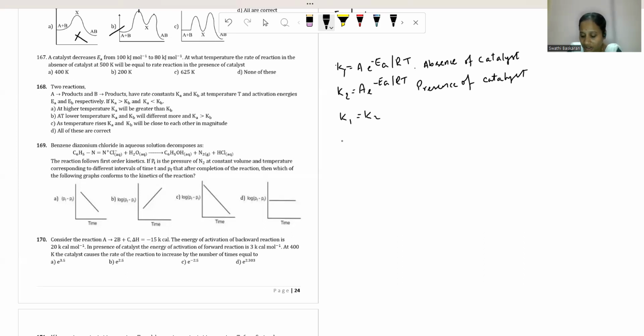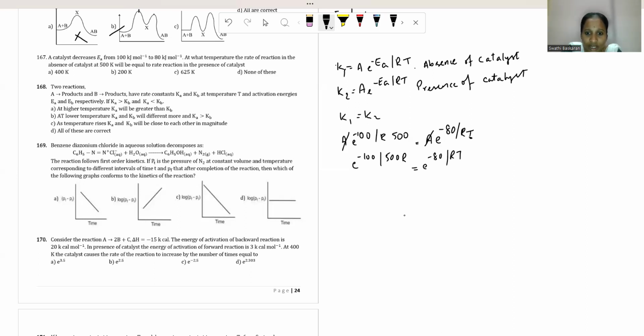Now substituting the values, let us substitute A e to the power minus Ea. Without catalyst, you have minus 100 kilojoules divided by R, and temperature is 500, which is equal to A e to the power minus 80 kilojoules, this is in the presence of catalyst, by R and T. So this temperature we are supposed to find out. Now what will happen basically? This A and this A will get cancelled, and you will get e power minus 100 by 500 R is equal to e power minus 80 by RT.